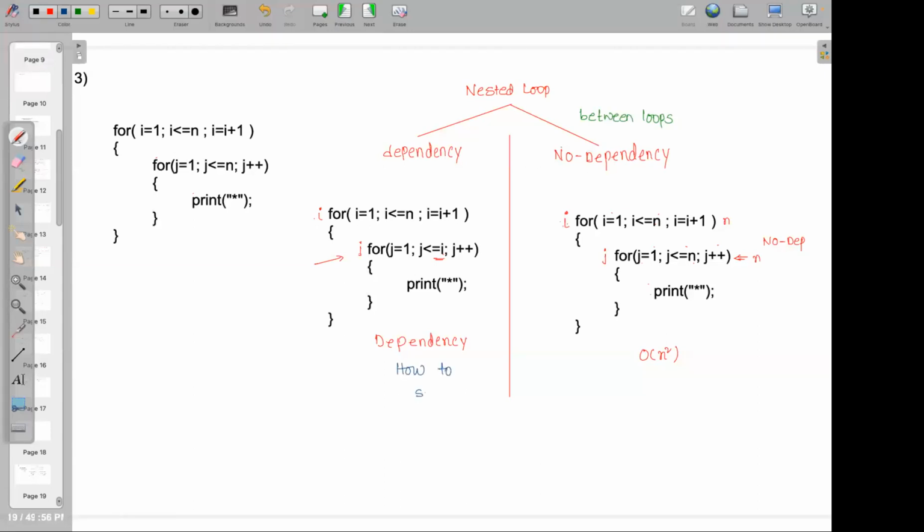First of all, I hope you understood the difference. Everyone, please, understood at least the difference between dependency and no dependency. Okay, very good. First we will see a few problems on no dependency, then I will come to the dependency problems. First we will see a few questions on no dependency.